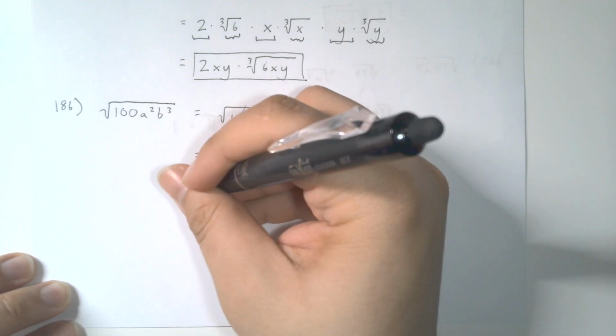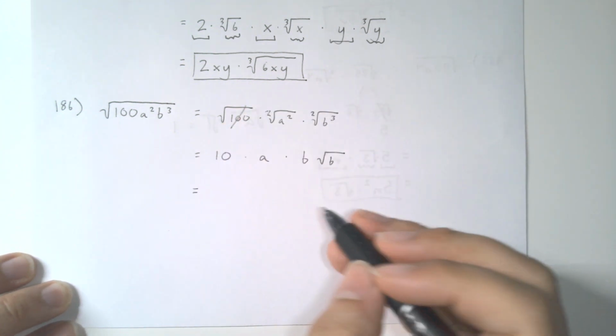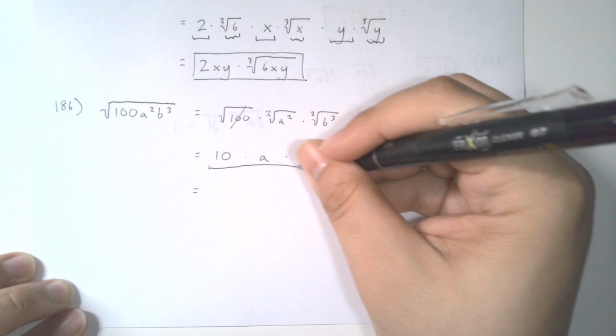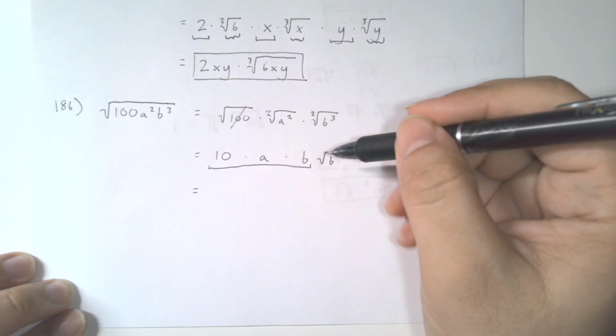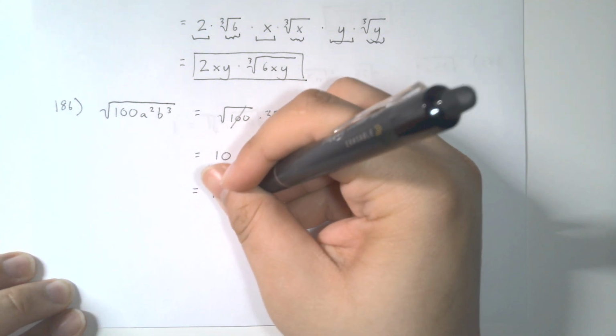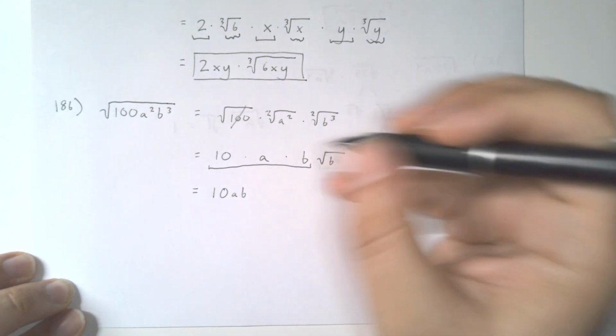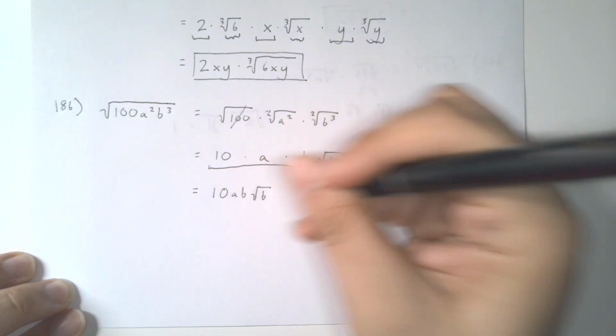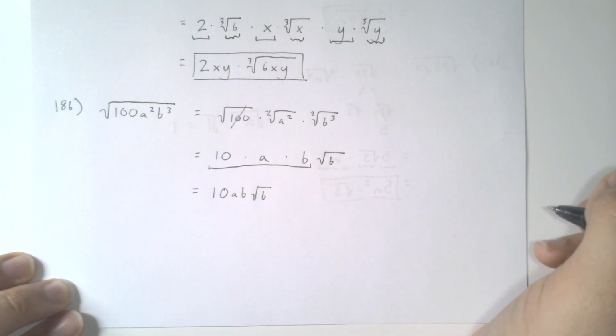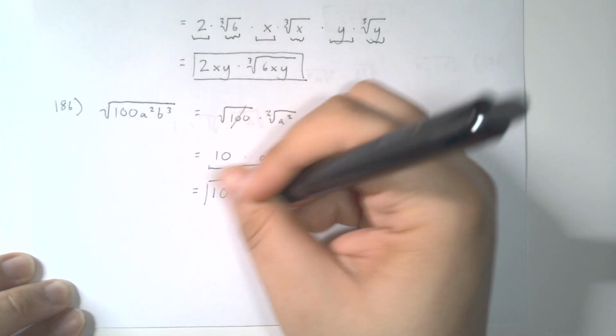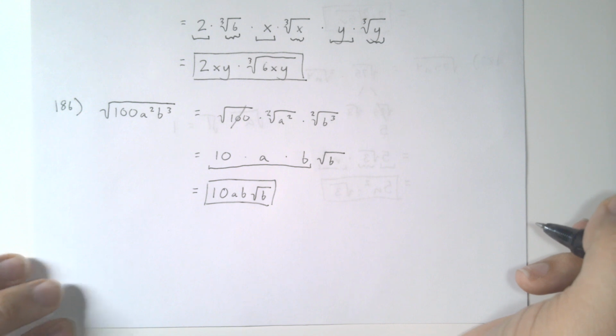And so, gathering up all the stuff that's outside of our square roots, everything's actually already in order. We have 10a and b, so 10ab, and then times the only thing in a root, which is the square root of b. And so this is our final answer.